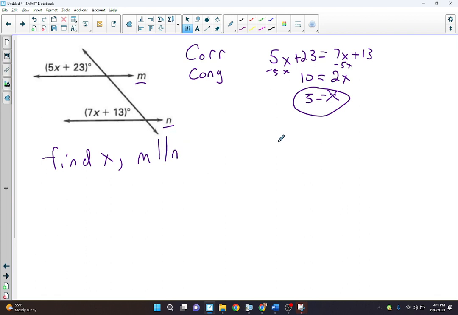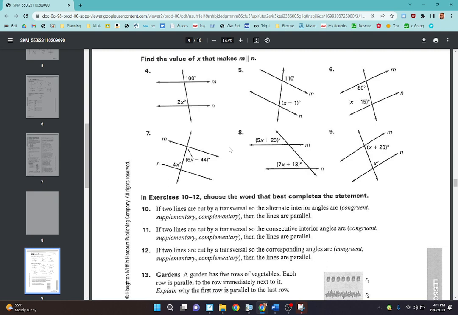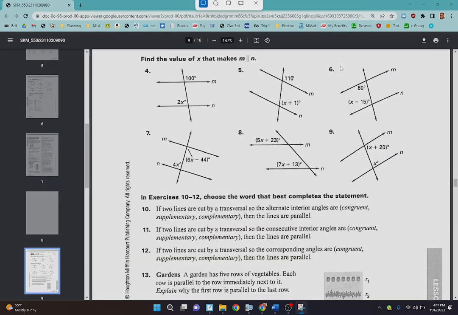Is it parallel? Could we do number 6 in this case? What's up? Number 6. I think your scissors are here.